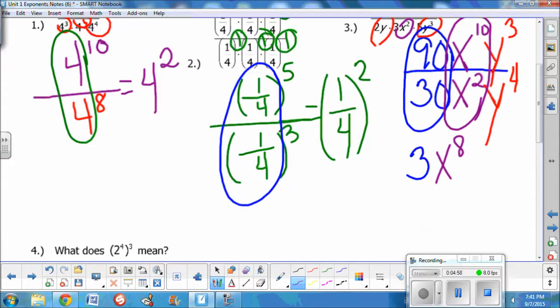And then the y's. We've got y to the third divided by y to the fourth. And really that would be y to the negative 1, but we haven't talked about negative exponents yet. So I always say, where are the y's left over? You've got y to the third on top and y to the fourth on the bottom. Where is that y left over? If we leave it on the bottom, we can keep it a positive exponent. Okay, so y to the first. There's our final answer.